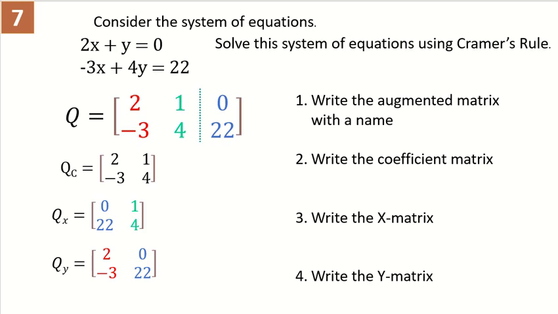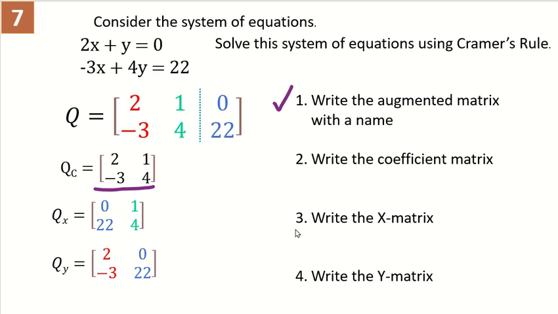All right, so here's just step by step what I just did, because it's easy to make mistakes, so I double check. We write our augmented matrix. The X's are in red, the Y's are in green, and the constants are in blue. And then I'm going to take that first part, which is the coefficients. That's our coefficient matrix. I'll call it Q sub C.